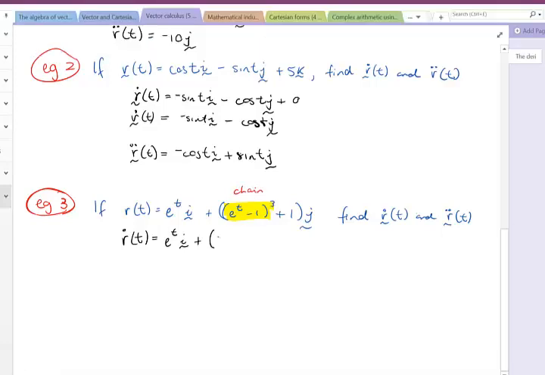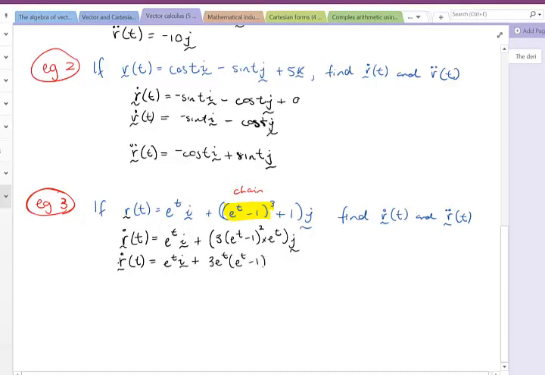So that means we're going to have 3 multiplied by e to the power of t take 1 to the power of 2. So it's a polynomial on the outside, and we need to multiply by the derivative of the inside, which is e to the power of t. Now the derivative of 1 is going to be 0, so we can drop that off, and we end up with, simplified, the derivative function being e to the t i, and 3e to the power of t, e to the power of t take 1 squared in the j direction.